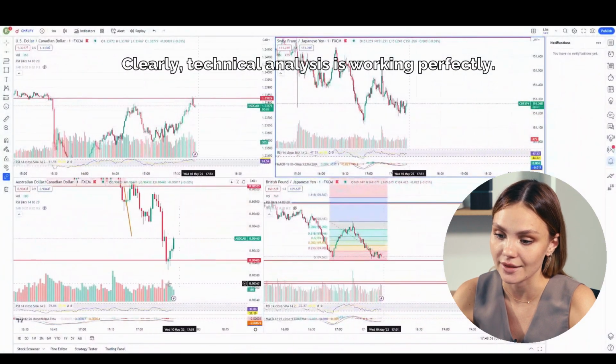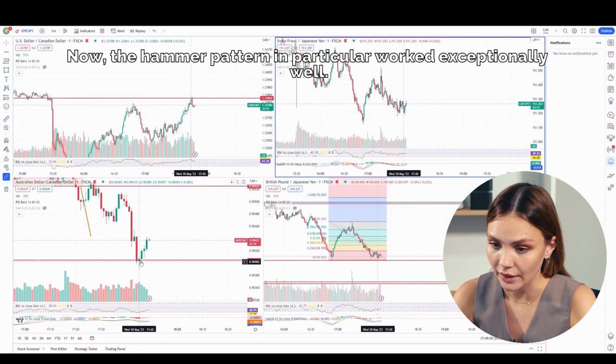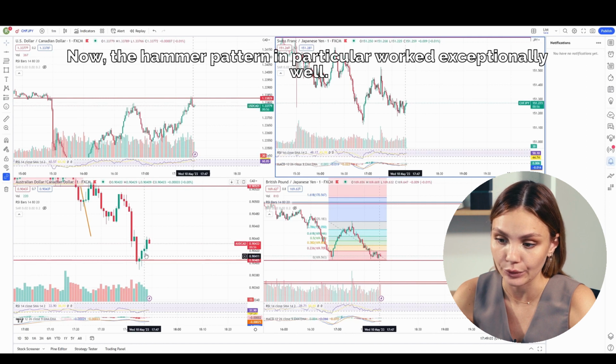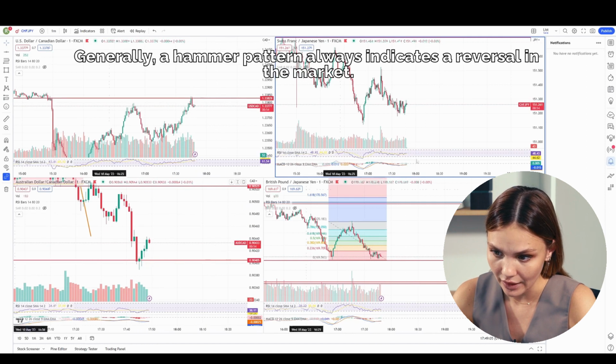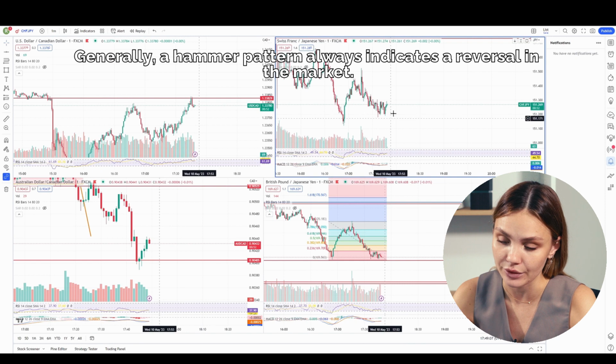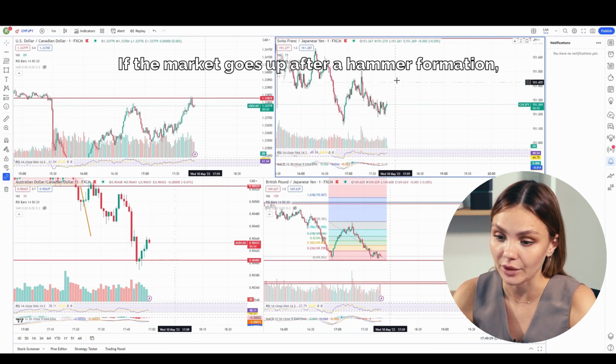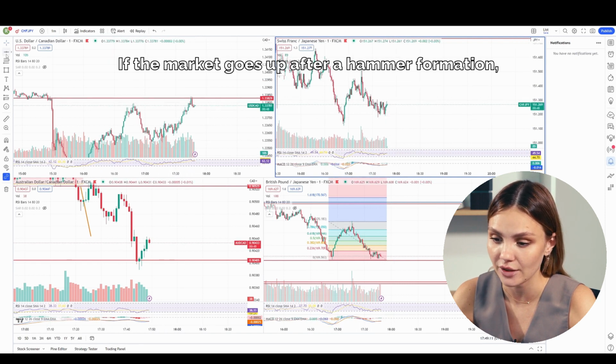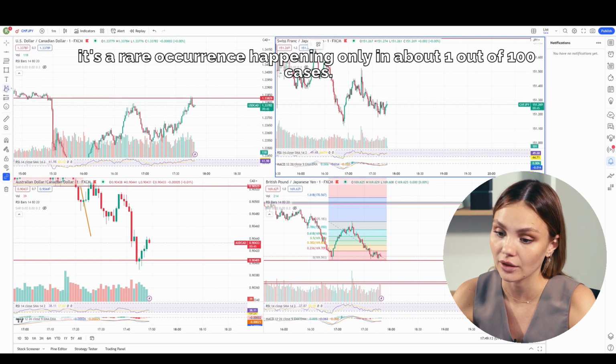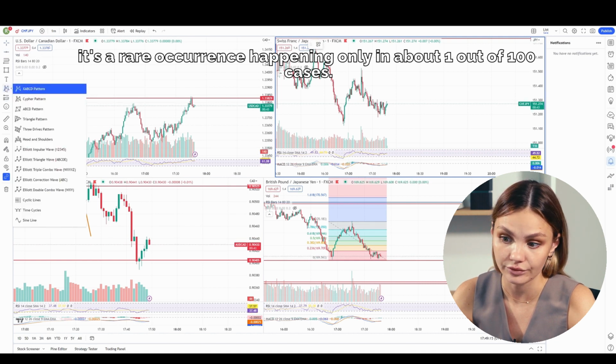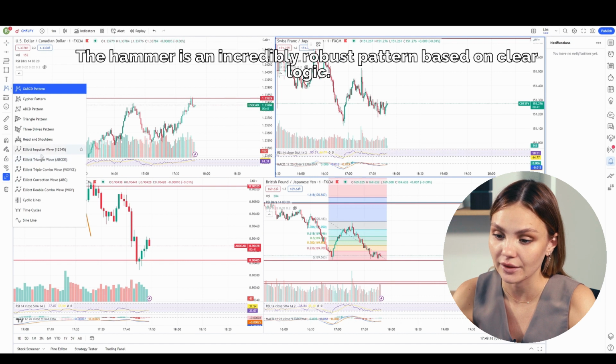Clearly, technical analysis is working perfectly. Now, the hammer pattern in particular worked exceptionally well. Generally, a hammer pattern always indicates a reversal in the market. If the market goes up after a hammer formation, it's a rare occurrence happening only in about 1 out of 100 cases. The hammer is an incredibly robust pattern based on clear logic.